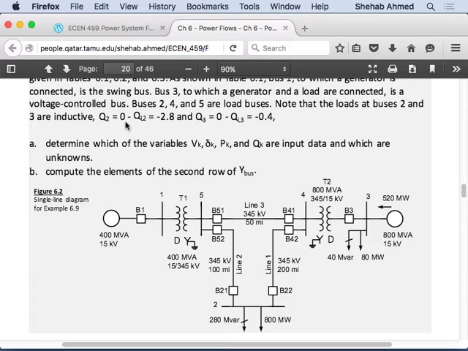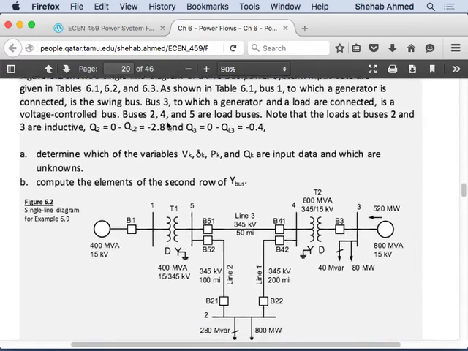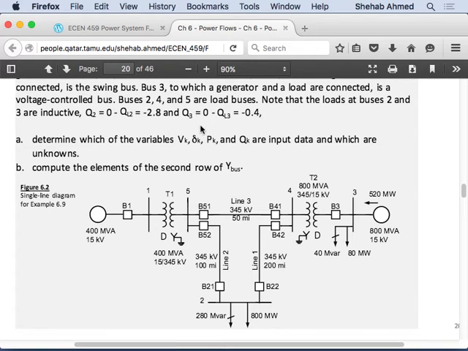Q2 is equal to 0, which is what's generated at that bus, minus QL2, which is the load, 280 megavars. They write it as 2.8. I think they divide by some base power. Maybe they will show that later. Maybe they use 100 MVA as a base, I think. And then Q3, same thing. Q3 is the reactive power at that bus. There's 0 reactive power produced by the generator.